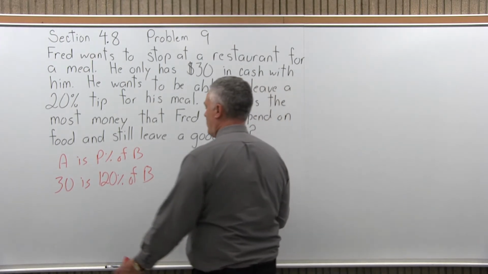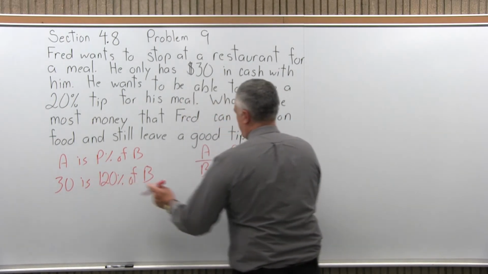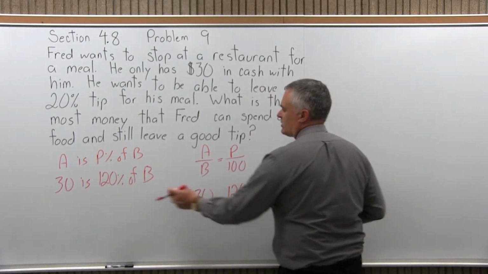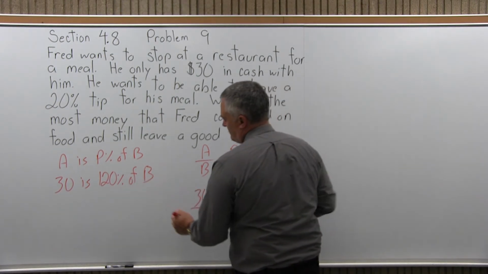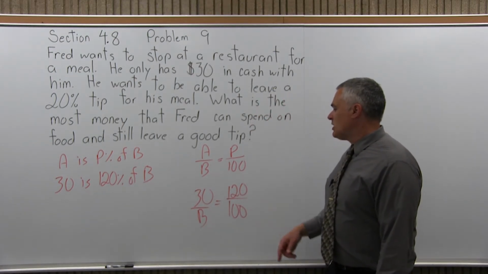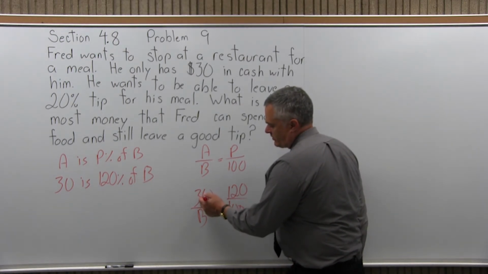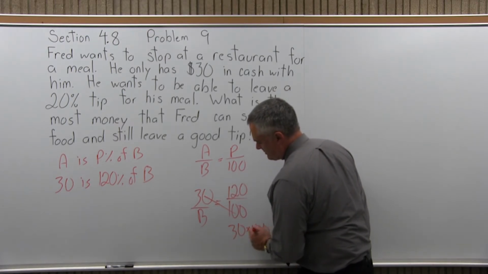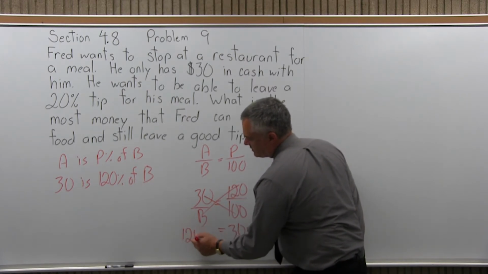Now, once you get to that point, plug it into the formula. A is 30. The "is" becomes equals. P is 120. The percent is where the 100 comes from. And then B is the unknown, so we can just leave it as a variable, B. So now we can cross multiply and then solve for the answer. So we have 30 times 100 on one side, and that will be equal to 120 times B, which is 120B.